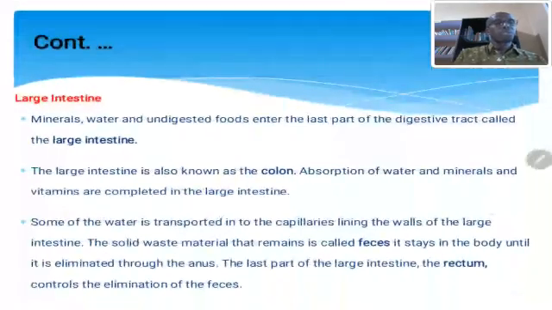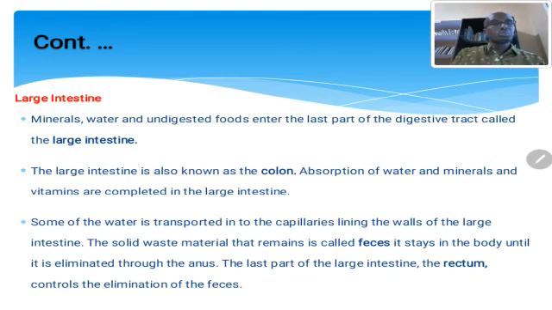So finally, here is the large intestine. There is no digestion which takes place in the large intestine. Some minerals, water, and undigested food enter the last part of the digestive tract, which is called the large intestine. But you need to keep in mind there is no digestion in the large intestine. Simply, the important thing that takes place there is absorption of water and some minerals and also vitamins.